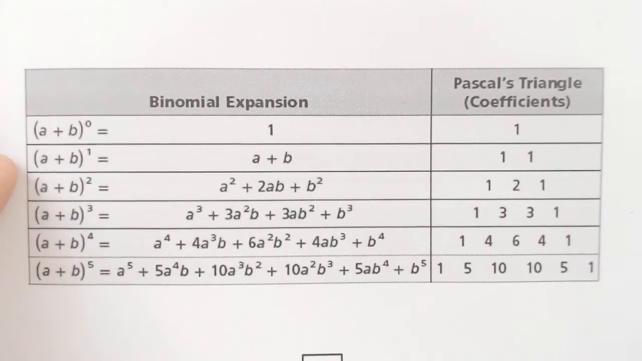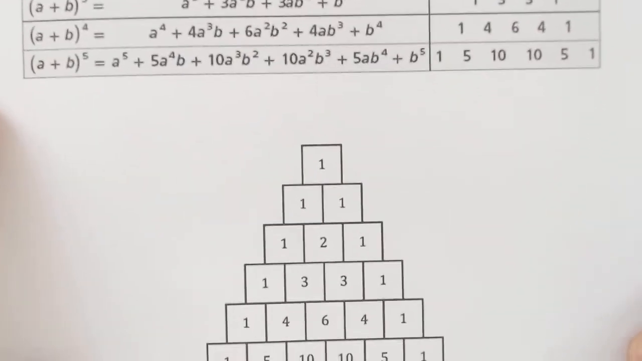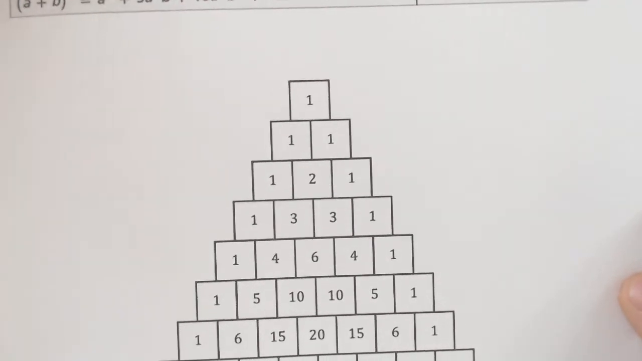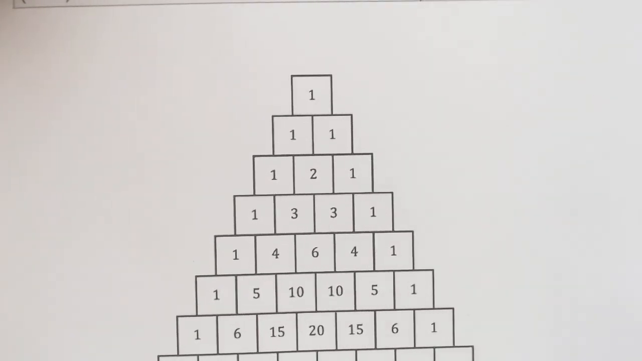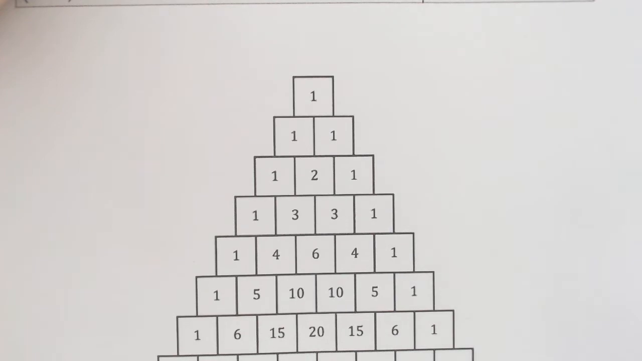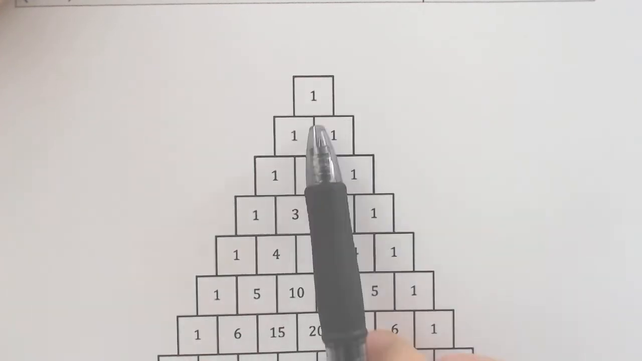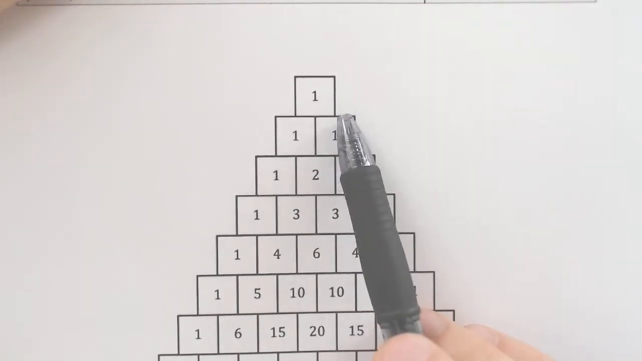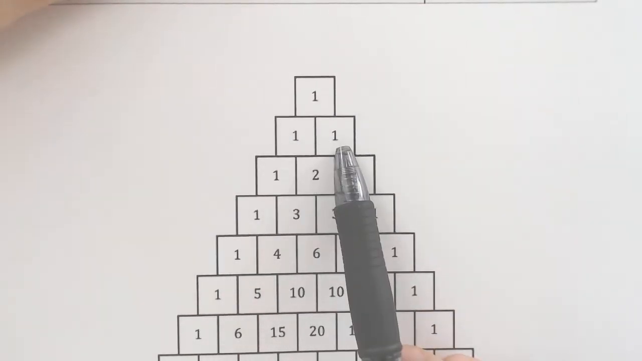But before we get into that, it'd be important to look at the triangle and understand what is even going on, because you normally aren't given the triangle. You have to be able to make it yourself. So you always start with 1, and the 1s line up all the edges, and that's why we have a 1 and then a 1 and a 1.